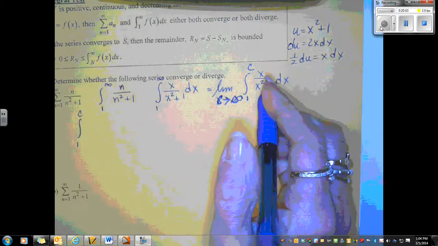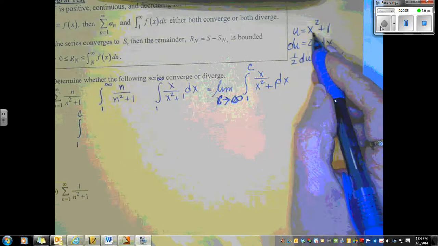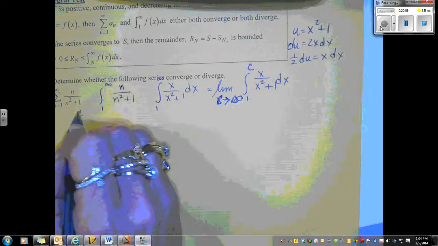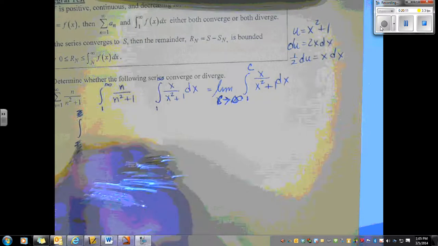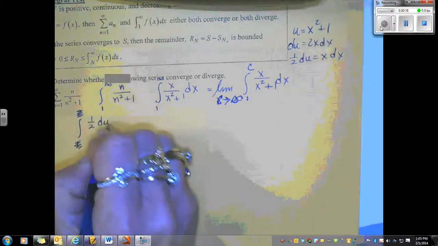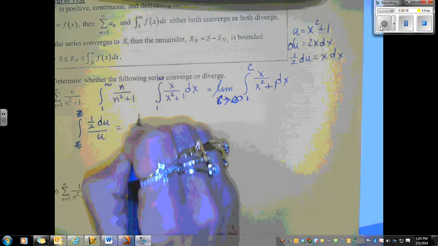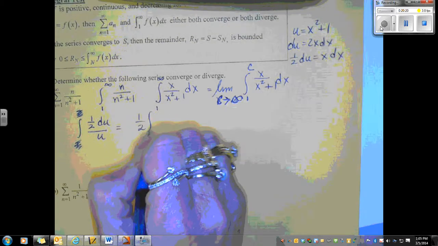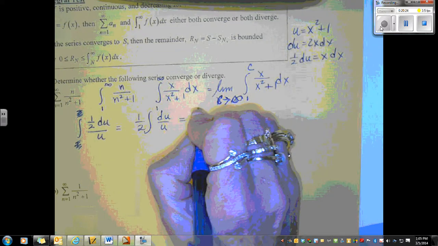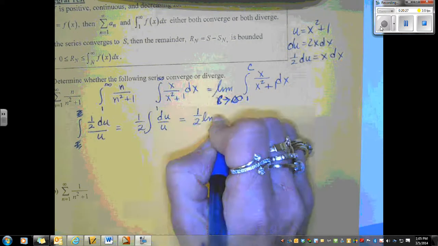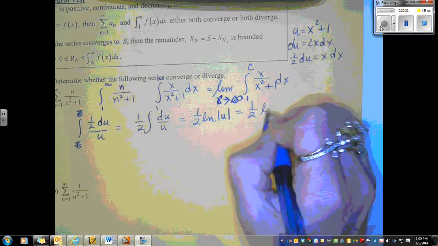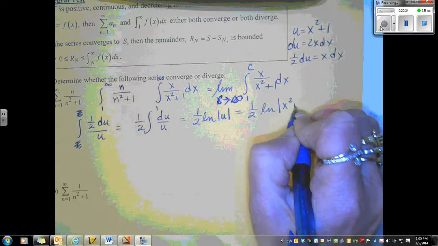Of, what do we have here? Don't we have to change those? If we don't want to go back, we have to change them. So I'm not even going to put this on here. I'm just going to integrate. I'm going to say I have 1/2 du over u. So I have 1/2 the integral of du over u. So what is that? 1/2 natural log of u, which is equal to 1/2 the natural log of x squared plus 1.